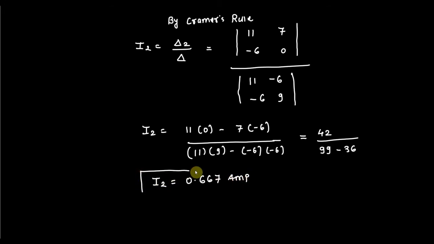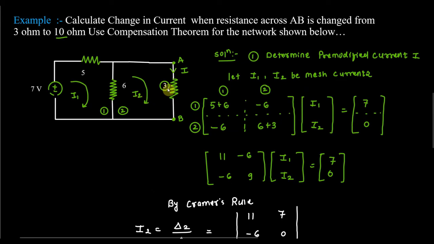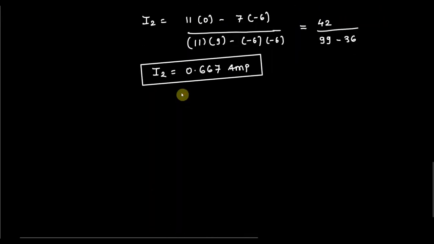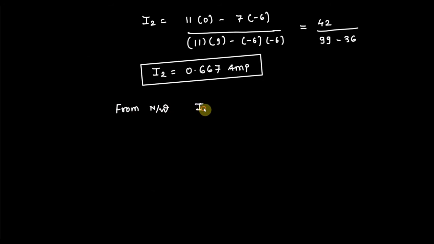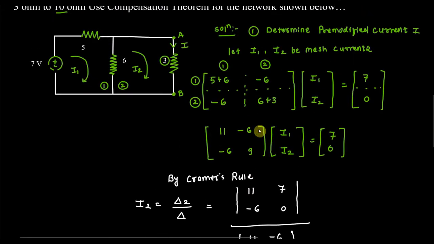Okay. So we got the value of I2, but we are interested in the value of I. And if you see the network, your I2 is the same as I. So you write the next statement from the network: your I2 is equal to I. So what will be the value of I? 0.667 ampere is the value of I. So your first step is complete, where you have found the value of the pre-modified current I.